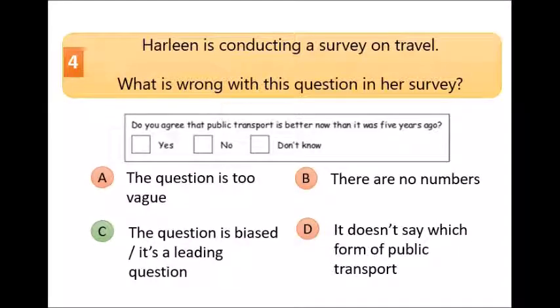Question 4 should be C. The question is biased or leading. So to say, do you agree that public transport is better now than it was, suggests to the reader that public transport is better, and it leads them to agreeing with you. So you've got to be careful with how you word questions on surveys.